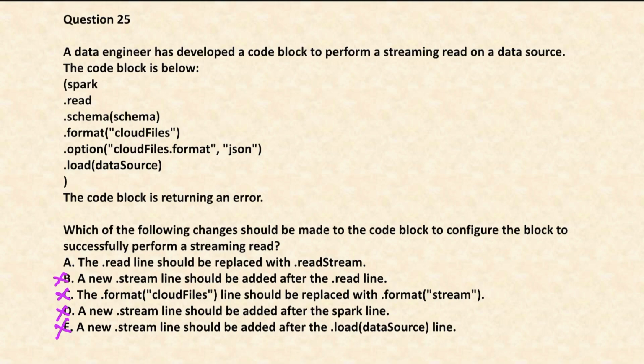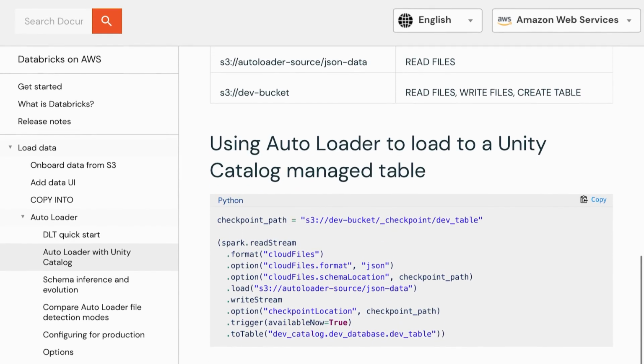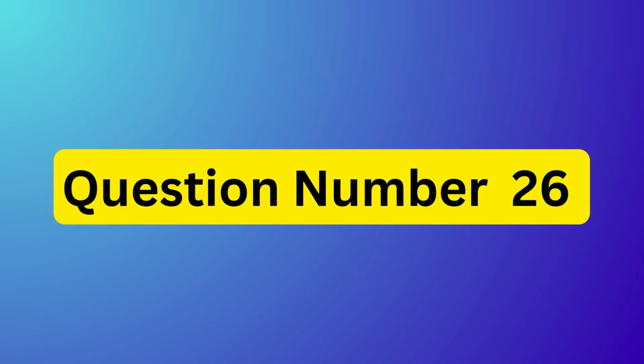Instead of read, when you have a streaming data set, then you have to use dot read stream. If you see, there is a spark dot read stream, dot format, cloud files, dot option, and all these are there, and the write stream. You need to make sure you are aware of the particular command that is used for your read stream and the write stream. Let's move on to the next question.